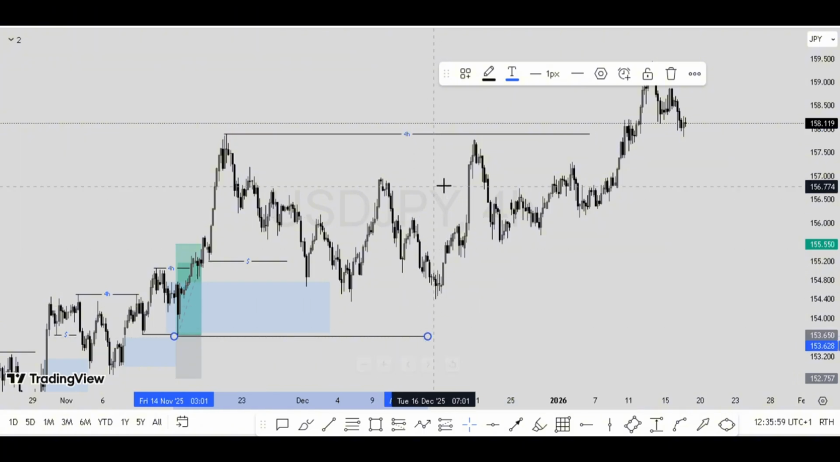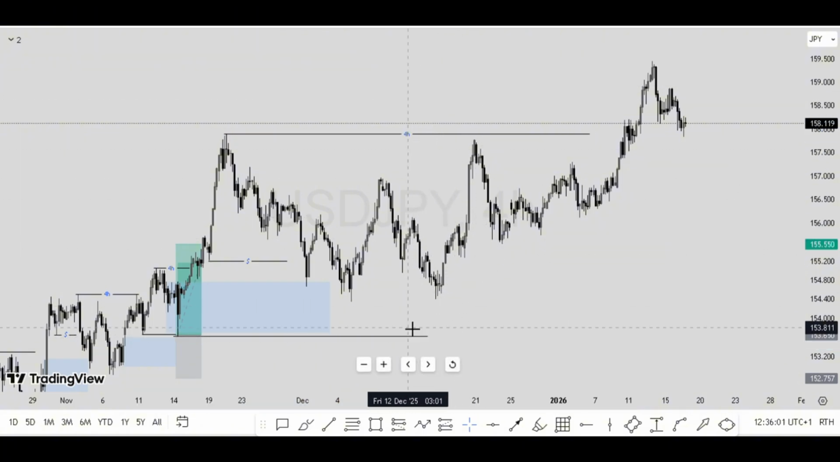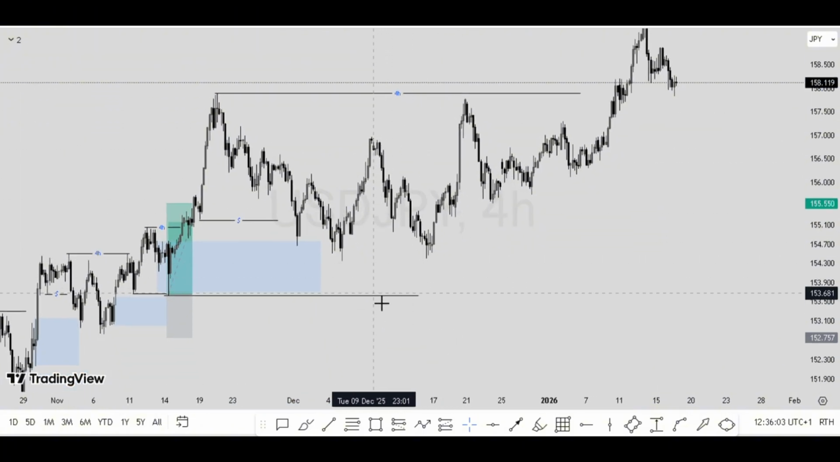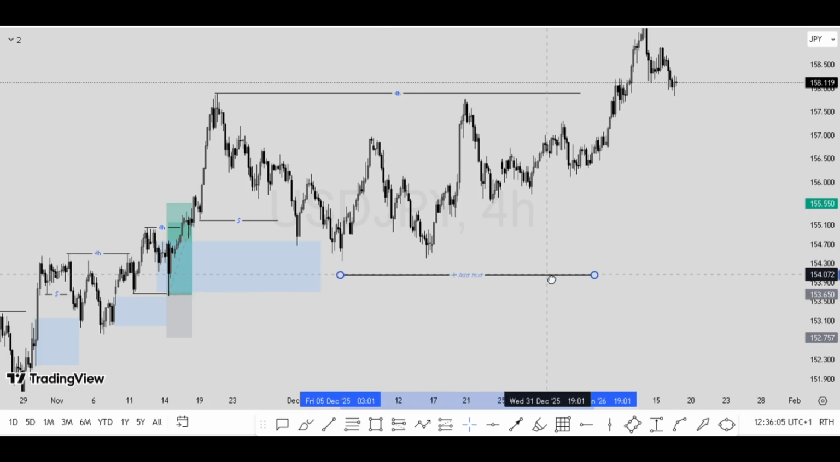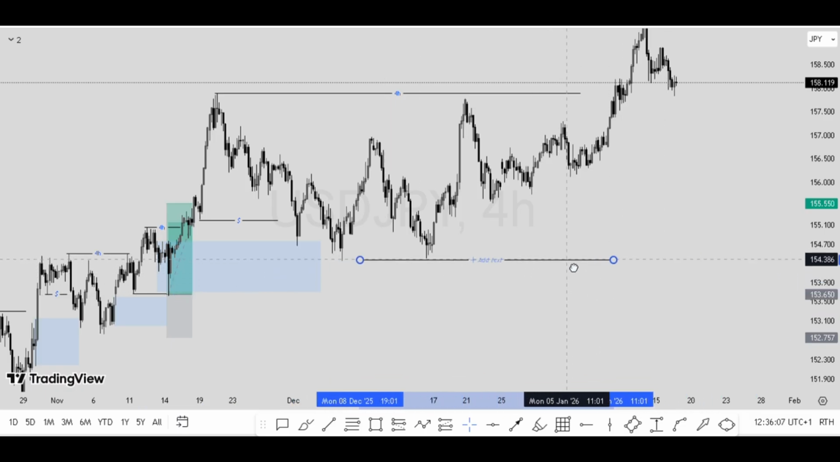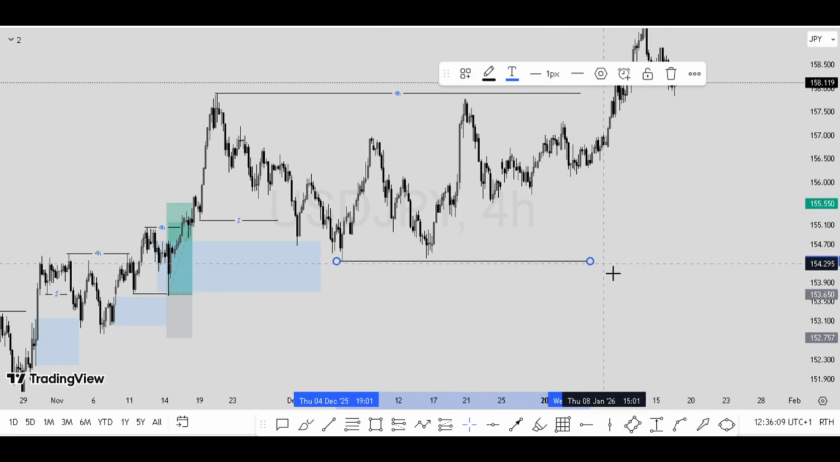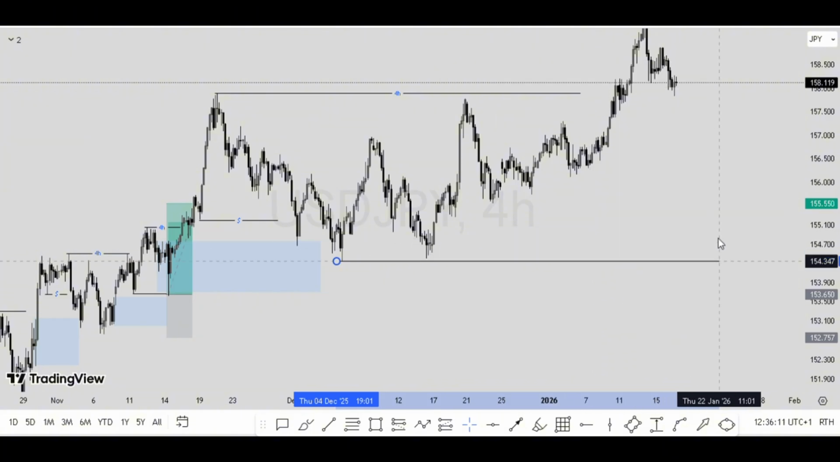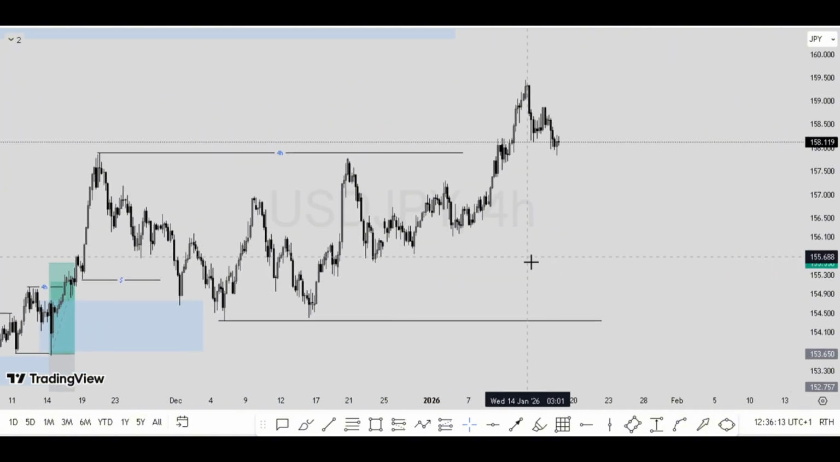So this will be a change of character if the market passes below here. And now that we have a break of structure, this is what the market is doing. We have to put our low here. This is our low. This is the big structure that the market created.